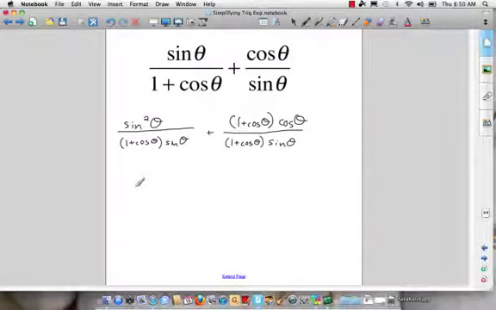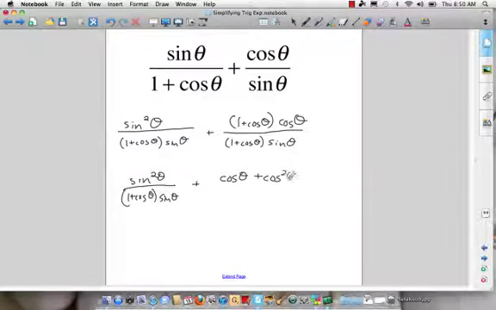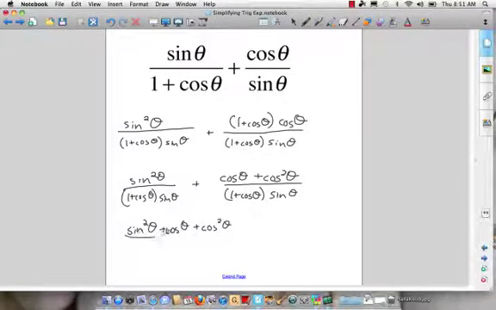Alright, and let's just clean this up a little. So we have sine squared theta over 1 plus cosine theta sine theta, plus, now I'm going to distribute this cosine and get cosine theta plus cosine squared theta all over, and again the denominator is that common denominator. So the cosine times 1 was cosine, and the cosine times cosine is cosine squared. Now I can combine that into one fraction, sine squared theta plus cosine theta plus cosine squared theta, and the denominator is still 1 plus cosine theta times sine theta.